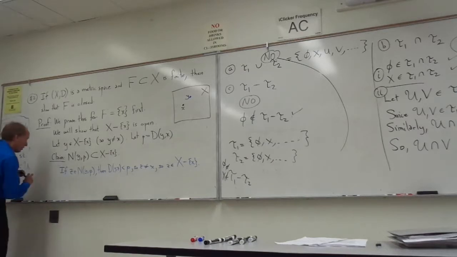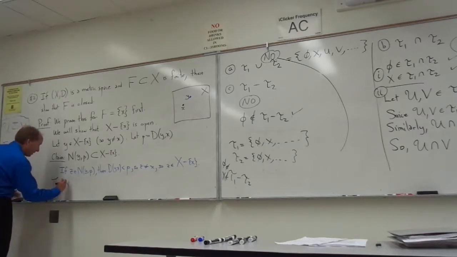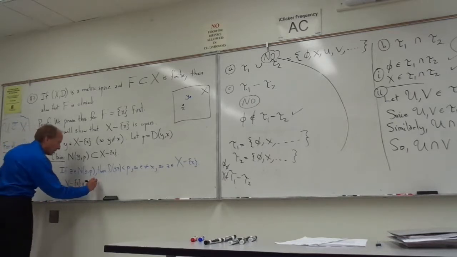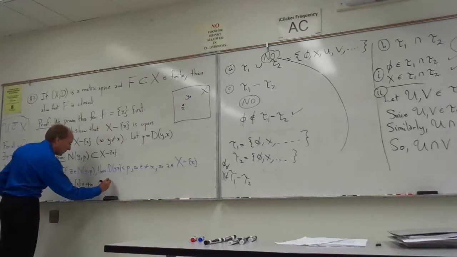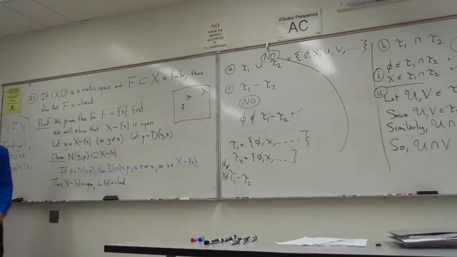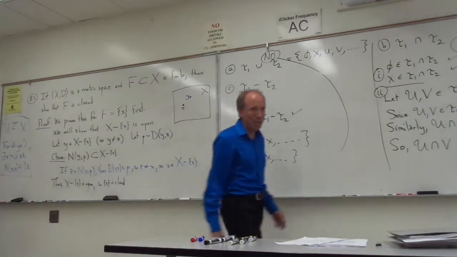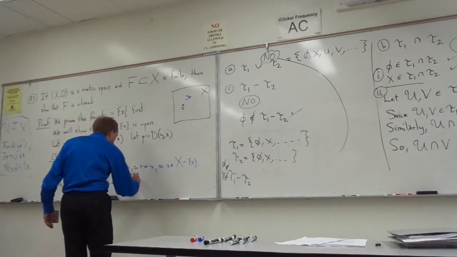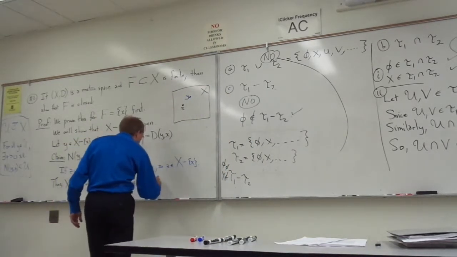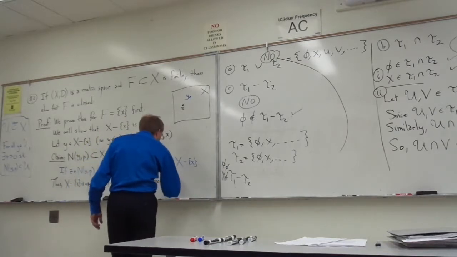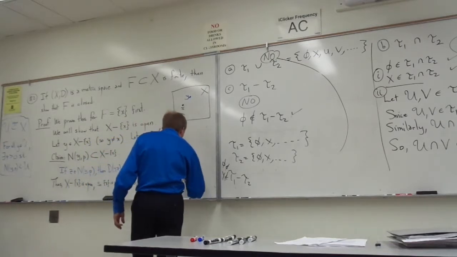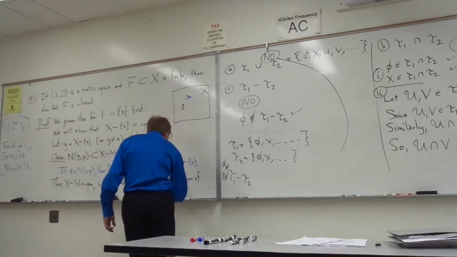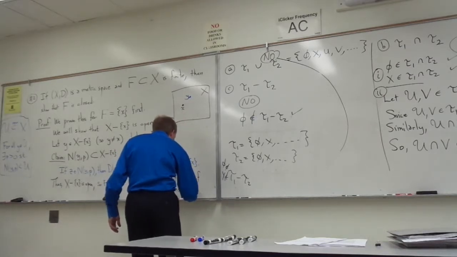Okay? So thus, X minus little x is open. So the set little x is closed. And now capital F is just a finite union of closed sets. So thus capital F is closed. It's a finite union of closed singletons.